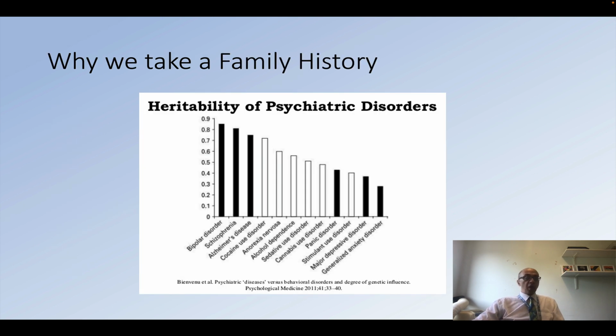So why do we take a family history? Here you can see that nearly all mental disorders have very significant heritability. Particularly bipolar disorder and schizophrenia have heritability rates of 85% or higher. And if you look at alcohol dependence, heritability rates for addiction and alcoholism are quoted at about 65%. If anything, I would say that's an underestimate.